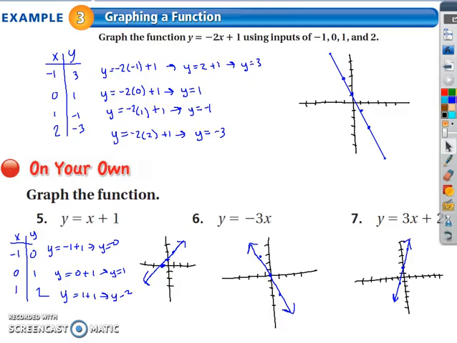Now, of course, your lines might look just a little bit different, or at least your points might be in different locations depending on which inputs you chose for your graphs. But regardless of which inputs you chose, your lines should look the same as the lines that I have drawn here, as long as you extend your lines far enough.